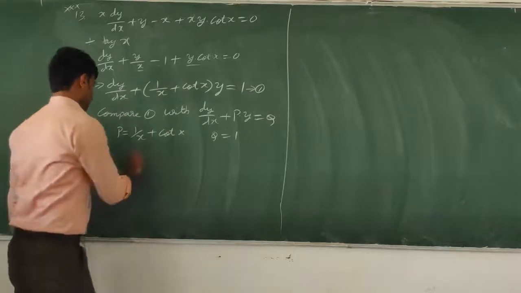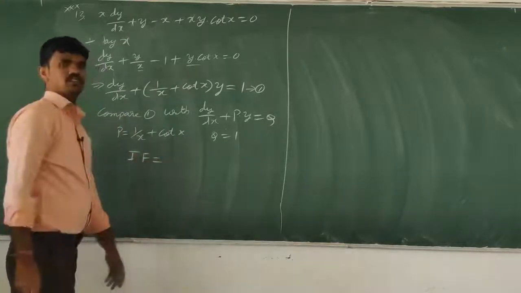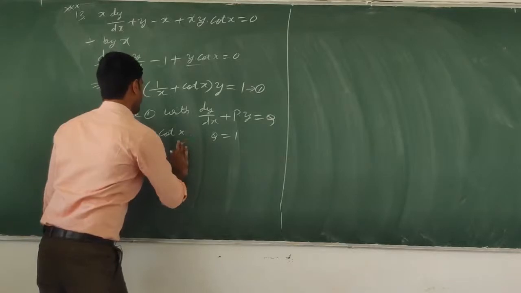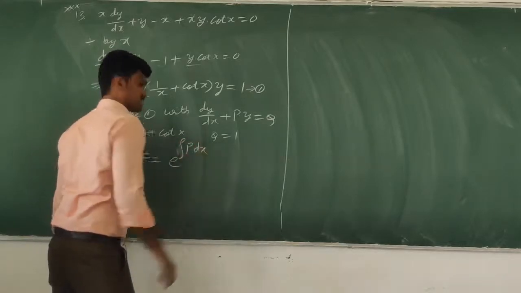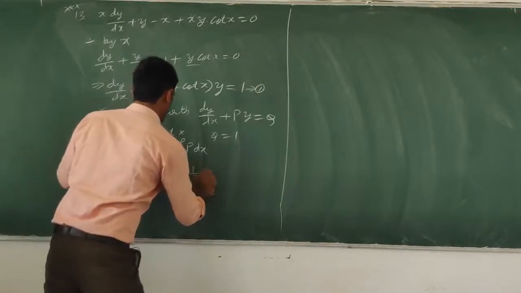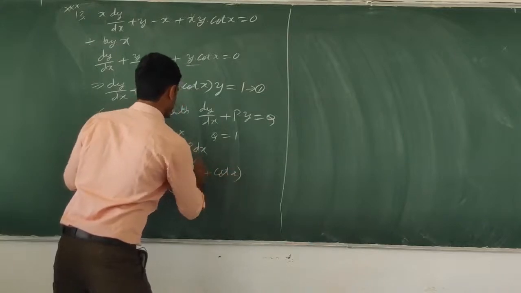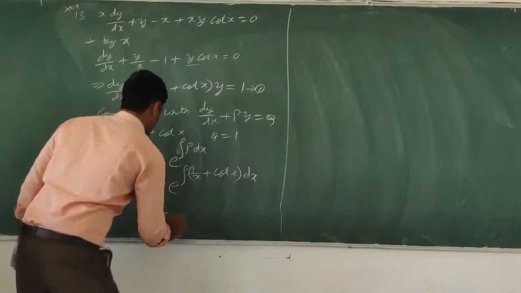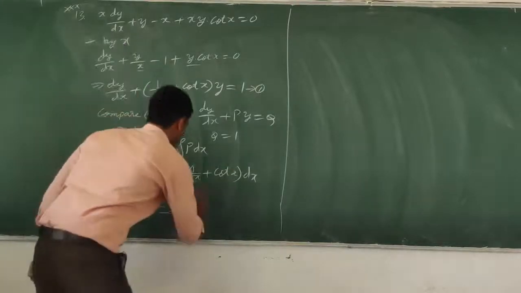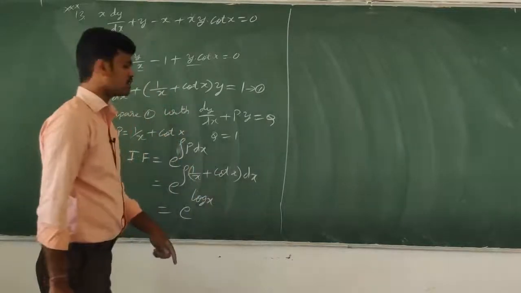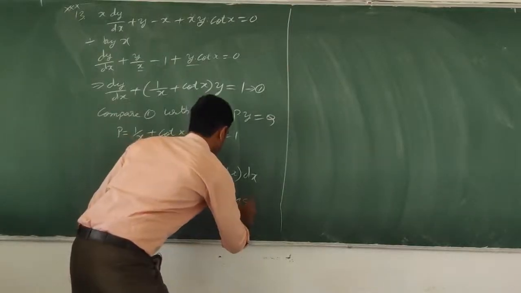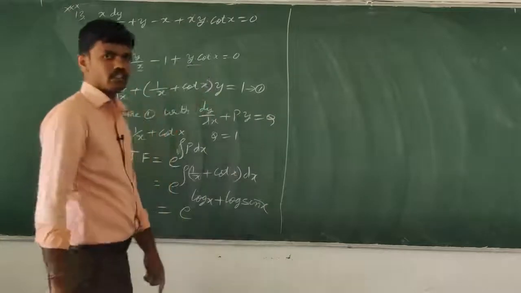find the integration factor. By using the formula, I have said many times, correct, that is e to the power integration of p dx. So this is equal to e to the power integration of p, that is 1 by x plus cot x, into dx. Splitting: integration of 1 by x into dx is log x, plus integration of cot x into dx is log sin x. Correct? Integration of cot x is log of sin x.